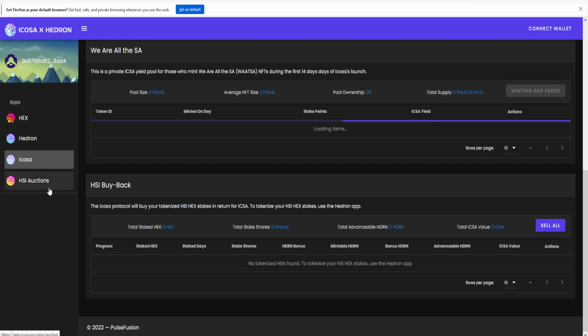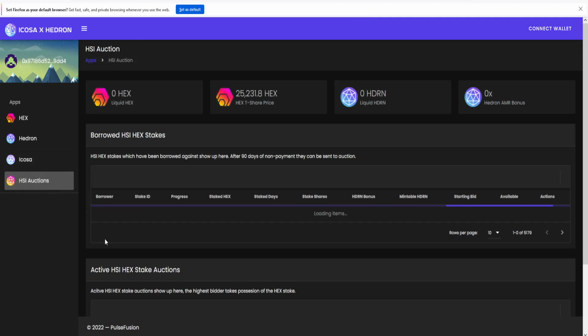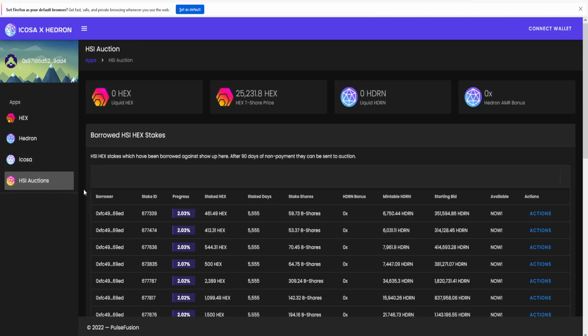Let me explain. We are coming here to HSI auctions. Here is the place where you could sell your encapsulated hex stake to the contract, and the contract itself will generate a certain amount of Icosa tokens, and you will get them in exchange for your hex stake.